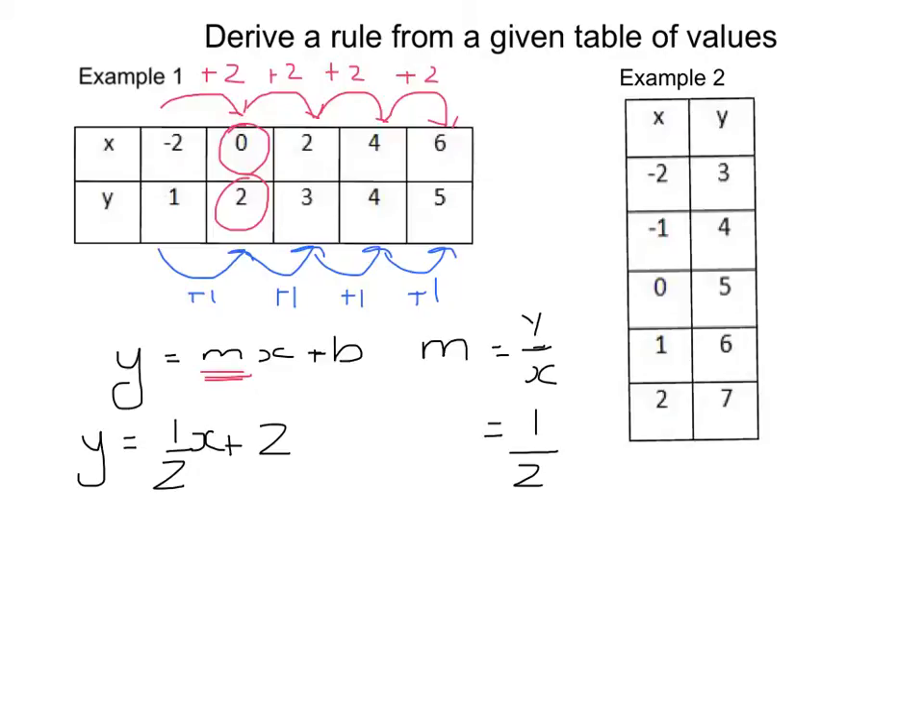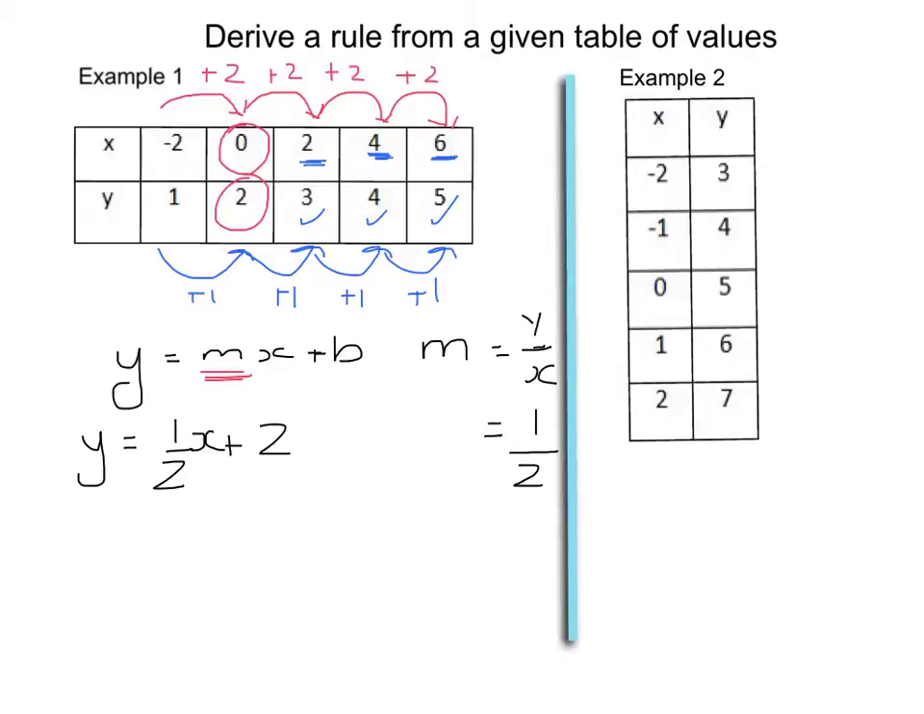So test it. If I was to look at 2, half of 2 is 1. When I add 2, I get 3. If I look at the number 4, if I half 4, I get 2. When I add 2, I get 4. Again, look at my formula. When I half 6, I get 3. 3 plus 2 equals 5. So I know that I've got the right formula or the right rule for this table of values.